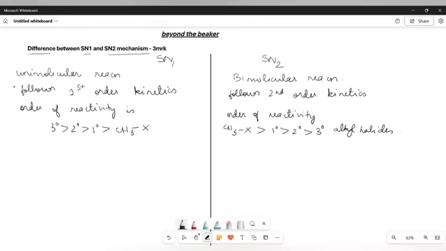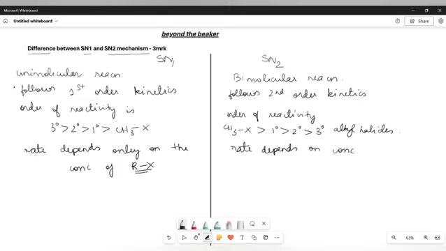Fourth difference. In SN1, the rate depends only on the concentration of alkyl halides, that is RX. But in the SN2 mechanism, the rate depends on the concentration of alkyl halides and nucleophile. So, it follows second order kinetics.